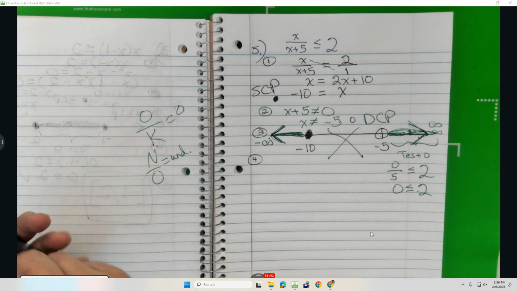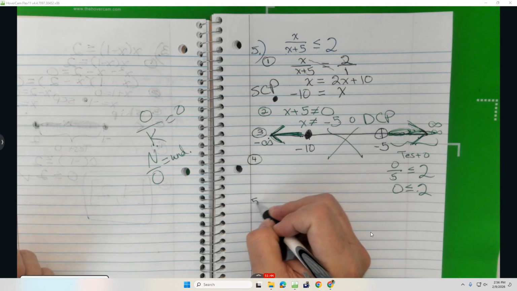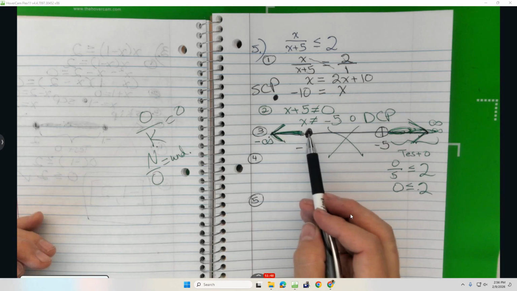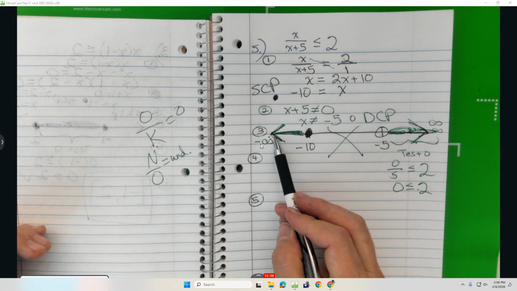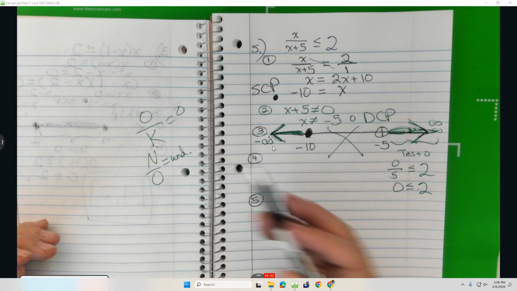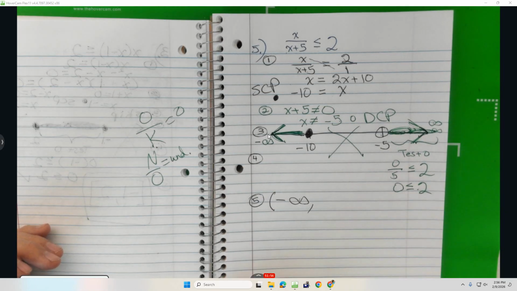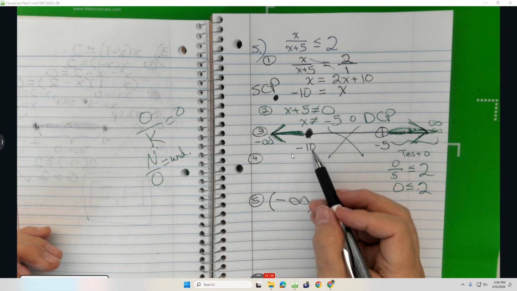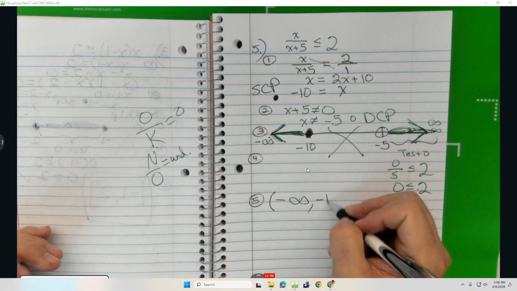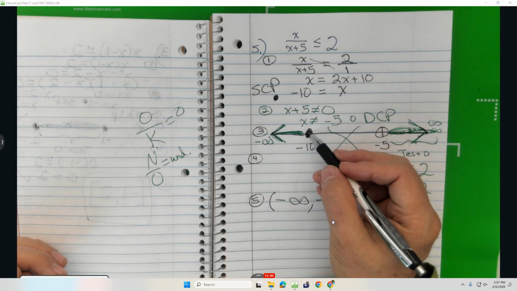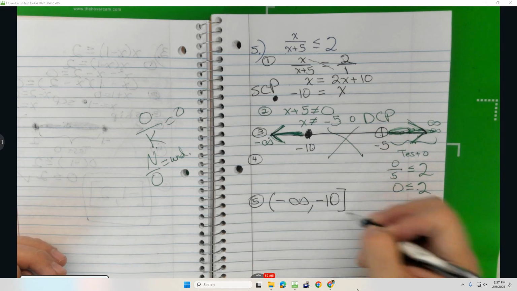So step number 5, interval notation. I'll get us started. We're reading from left to right. There is no left-hand endpoint. It keeps going forever. So we put a parenthesis, negative infinity, comma. The right-hand endpoint is negative 10. What do we put after that negative 10? A bracket because it's shaded in.